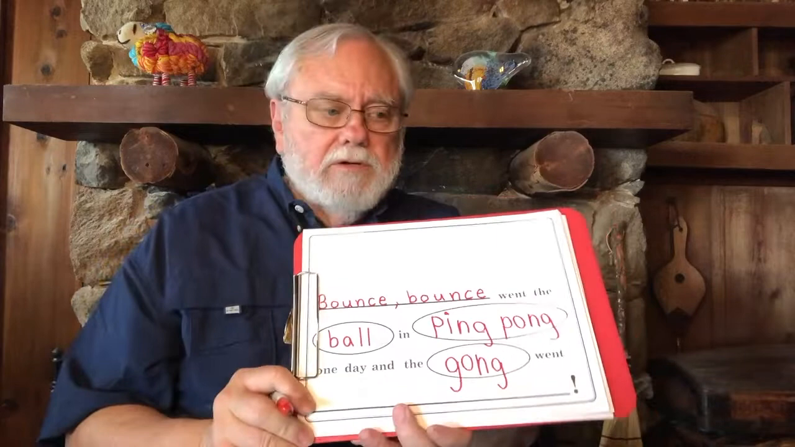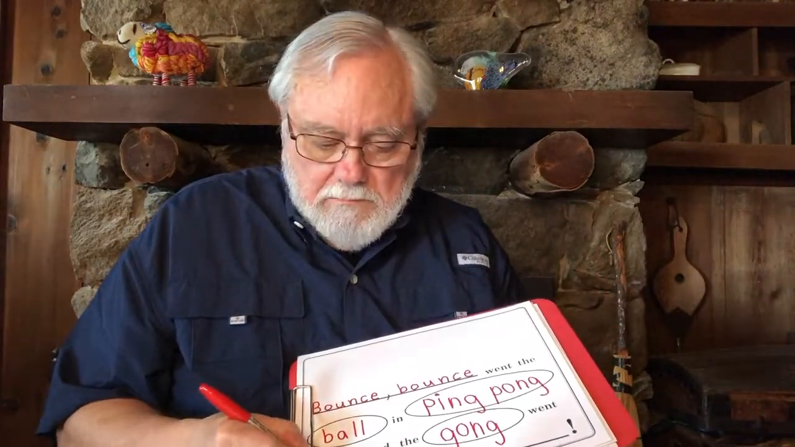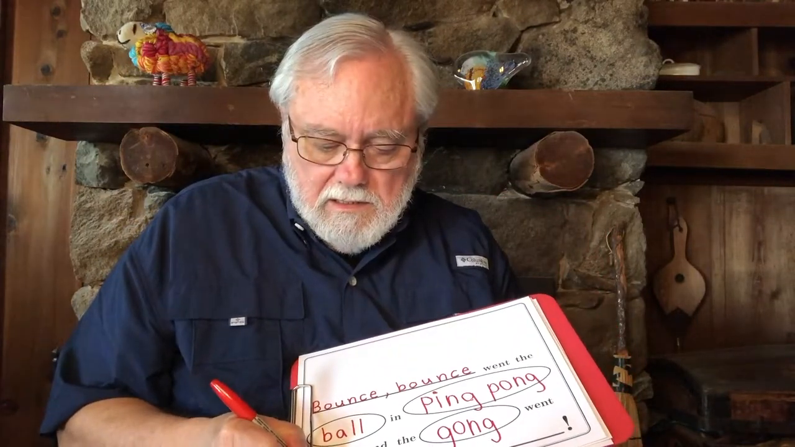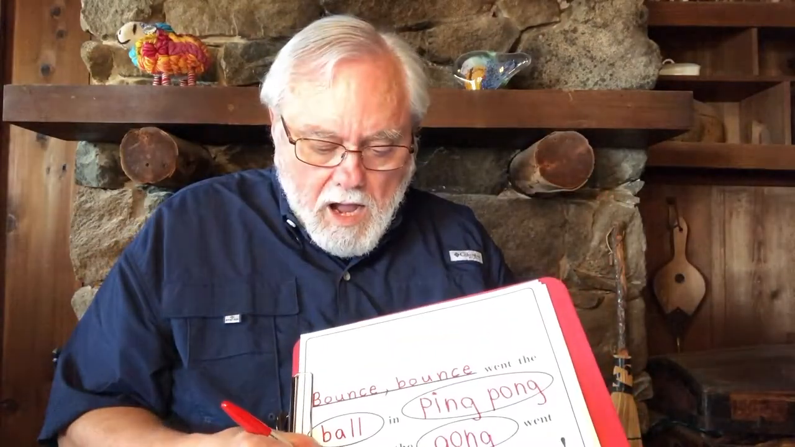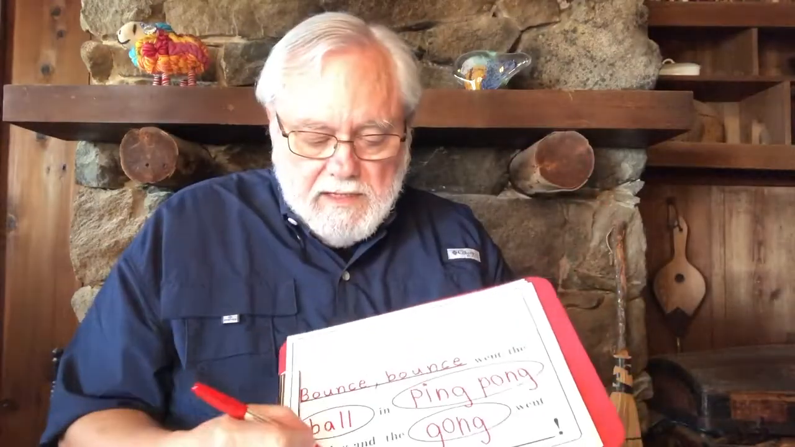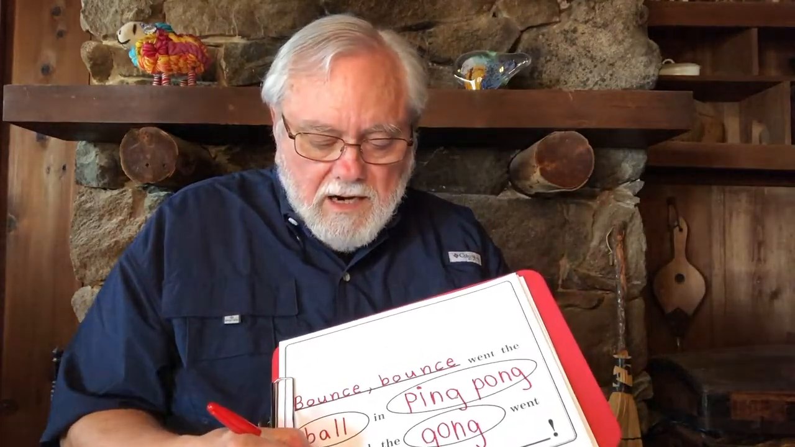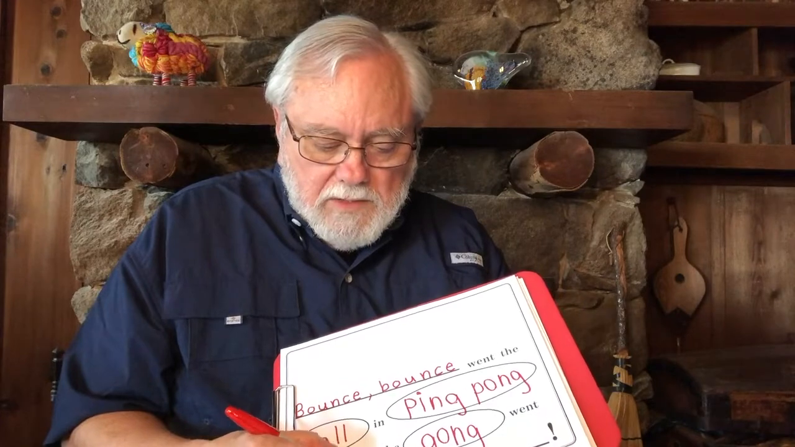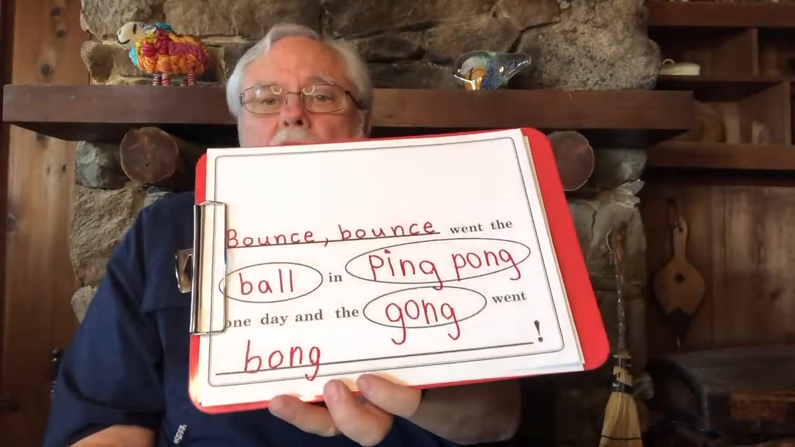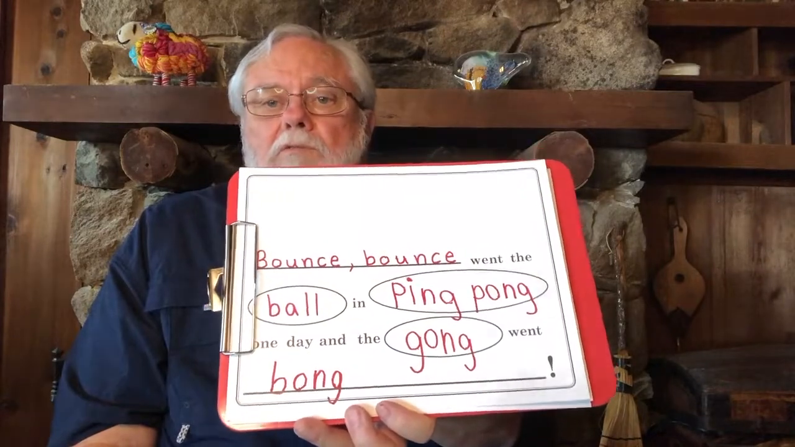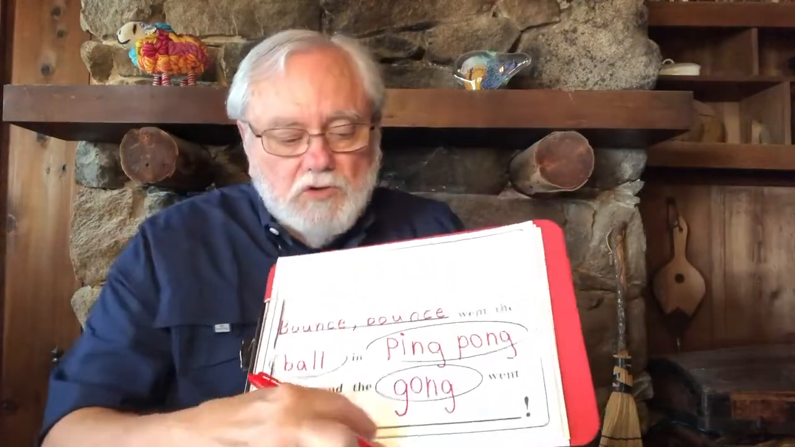What's the first sound you hear in bong? B. B for bowing. What's the next sound you hear? Ah, for Ollie Ostrich. And then what's the last sound? We spell it with an N and a G. And I left you space there. So I wrote it once with you. Now you can write bong two more times here.